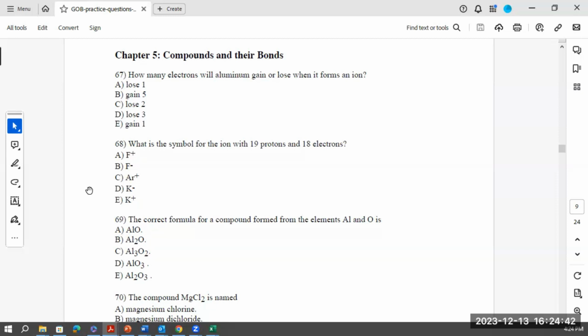Okay. What is the symbol for the ion with 19 protons and 18 electrons? 19 protons and 18 electrons. You said potassium. Okay. So which ones can we get rid of since we know it's potassium? We can get rid of A, B, and C. So it's either one of these two. What do you guys think it is? It's plus. That's right. So it would be E. Good job.